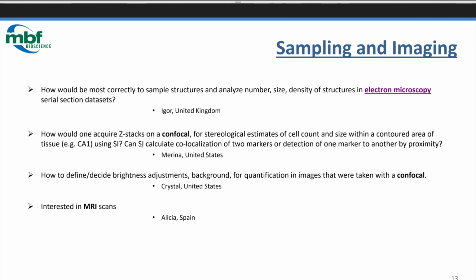Her second question, can SI calculate co-localization of two markers? So you could use a multi-channel image to see if it's double labeled or not. Crystal asked how to define or decide the brightness adjustments, and we just saw that we can manipulate those brightness adjustments to get the image to look the way you want it to.